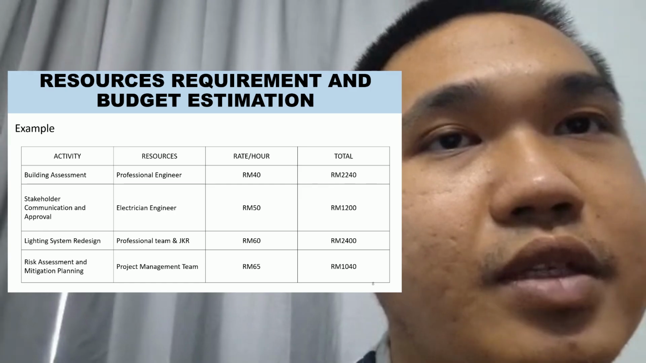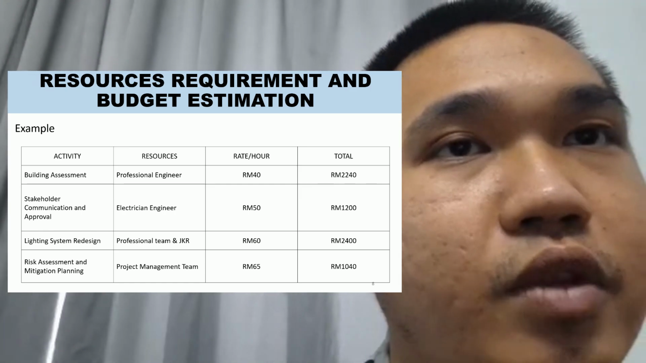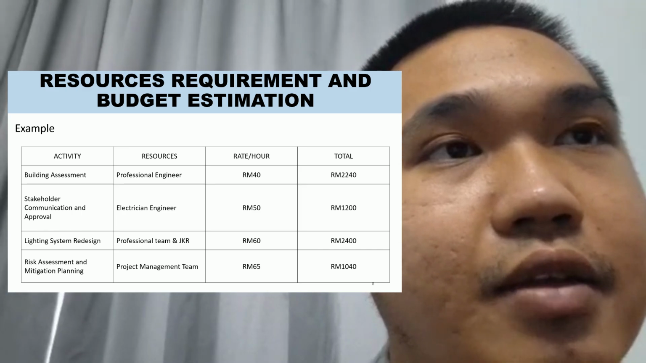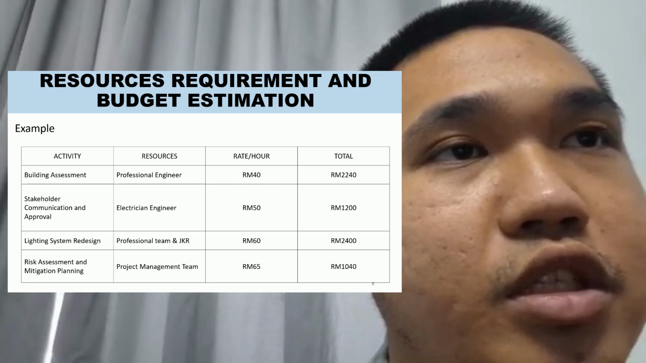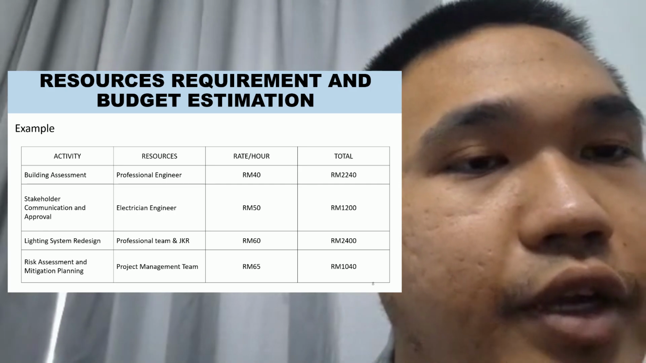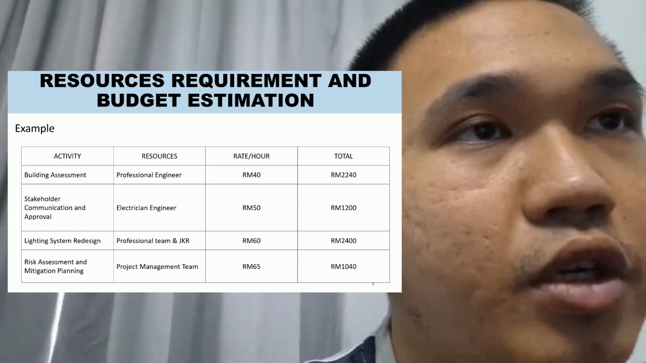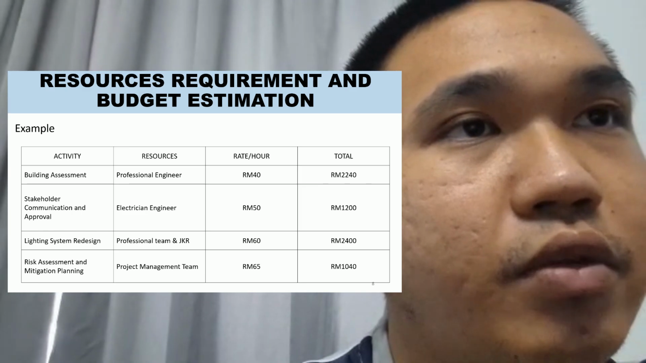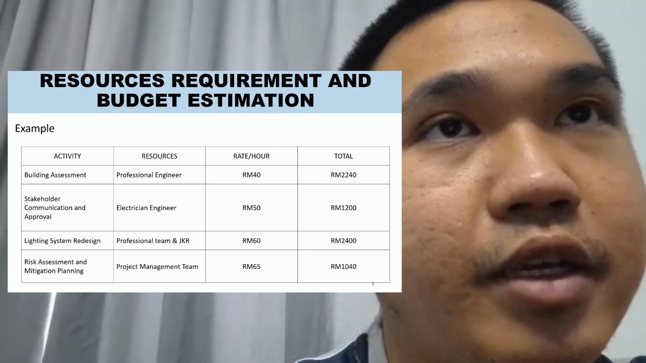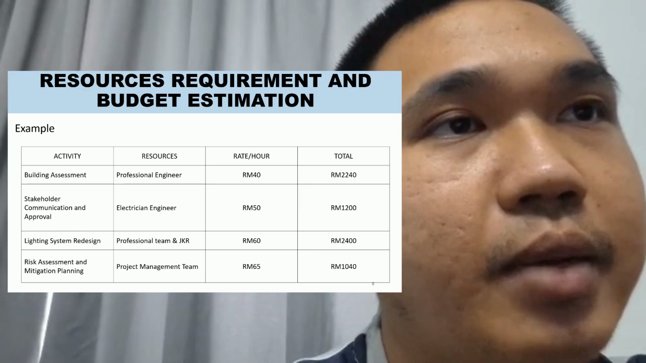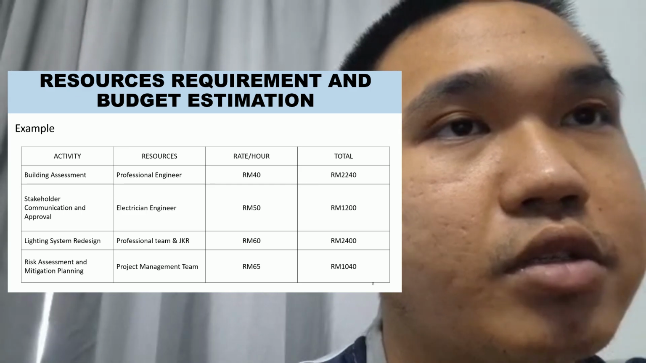For example, for the building assessment, there is a person called a professional engineer who will be in charge of this activity. The rate per hour for this professional engineer is 40 ringgit Malaysia. To get the total cost, the rate per hour is multiplied by the duration estimated in the previous activity list and by the working hours, and thus we get the total cost.